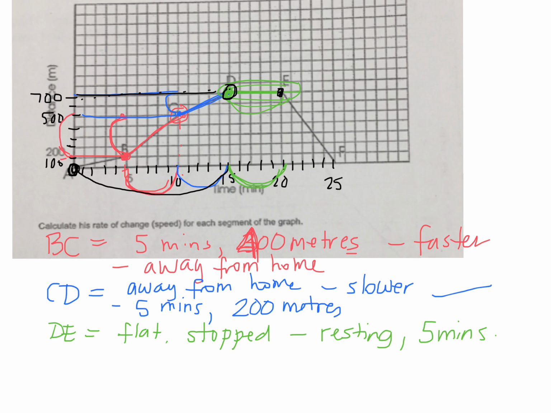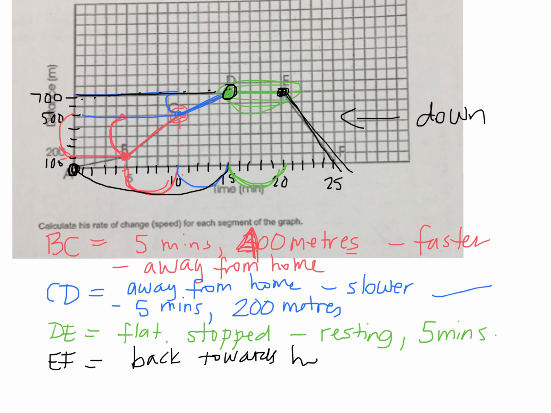After 5 minutes, what does he decide to do? That's where he is, so for EF, what happens? What does he decide? Look at the line. It's going down. So what does that mean? Yes, running downhill. Good. He's going back towards his house. Remember where he started. He started here, and now we end at the same point. His distance from home here is 0, which means he's home.